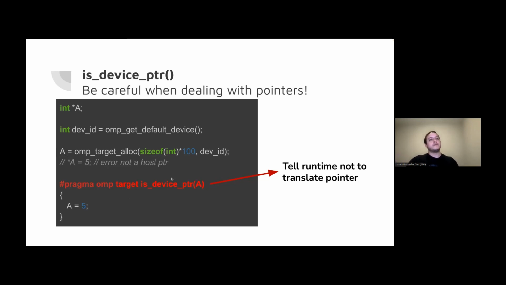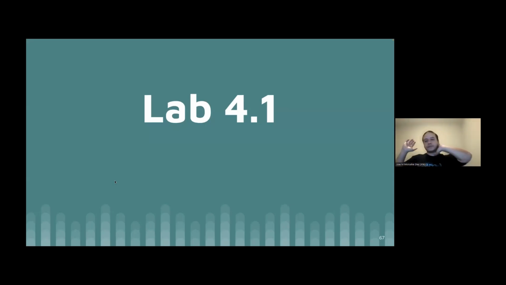If you do not specify that that memory location is already in the device, the target operation is going to try to translate that pointer from host to device, and it's going to give you an error at the end. So I have an example of this in the other. Okay, go to the lab 4.1.